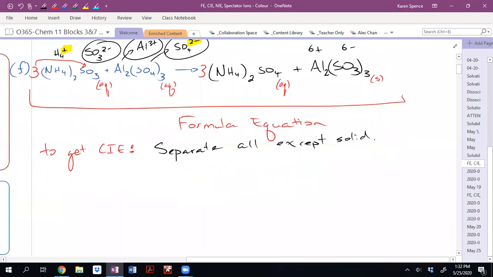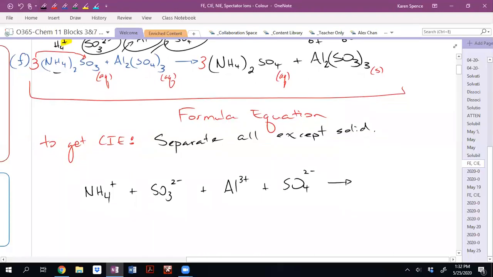Okay, so what I'm going to do is I'm actually just going to write down the ions, and then you guys are going to figure out the coefficients, okay? So I've got NH4 plus, I have SO3 2 minus, I have Al 3 plus, and I have SO4 2 minus. Those are my reactants, and then my products I'll write on the next line because otherwise I run out of room a little bit.